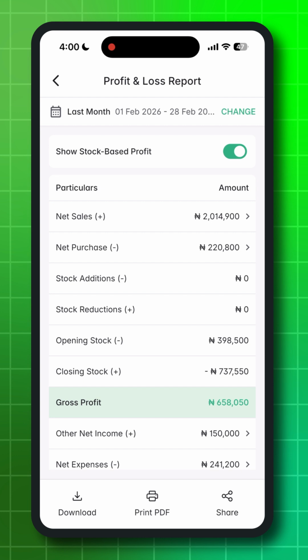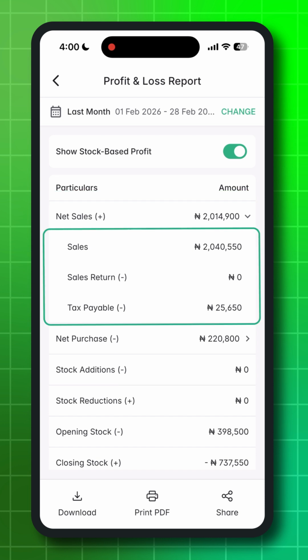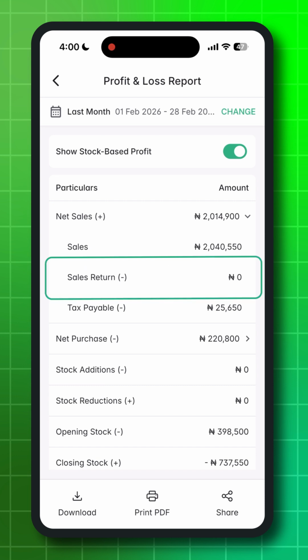The first section remains net sales, but in the detailed view it includes sales, sales returns, and tax payable. Sales is the total value of sales transactions before any deductions. Below that is sales returns. These are goods returned by customers. Since the goods are returned, this amount reduces total sales.